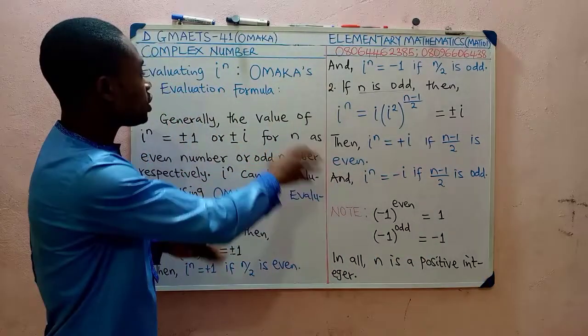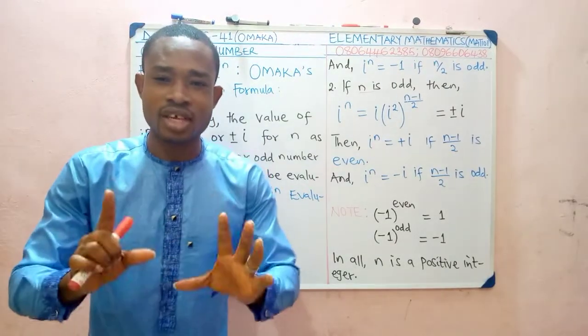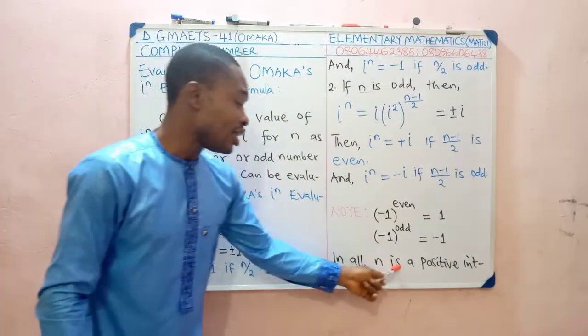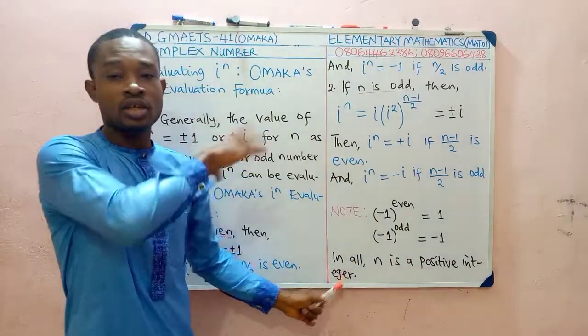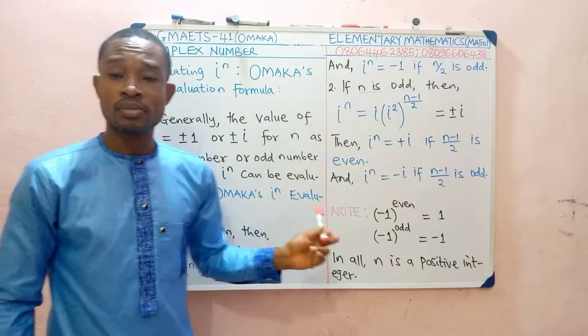In our consideration using Omaka's i raised to power n evaluation formula, please take note of this. n is a positive integer in all cases. That is when you can use this formula.